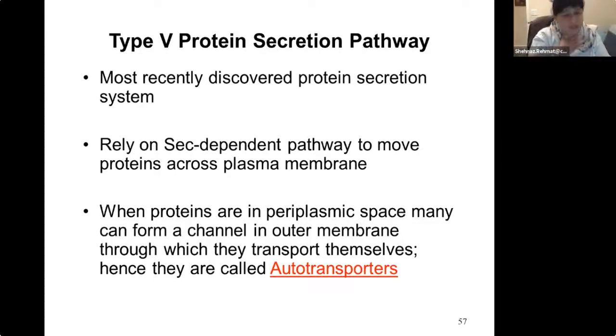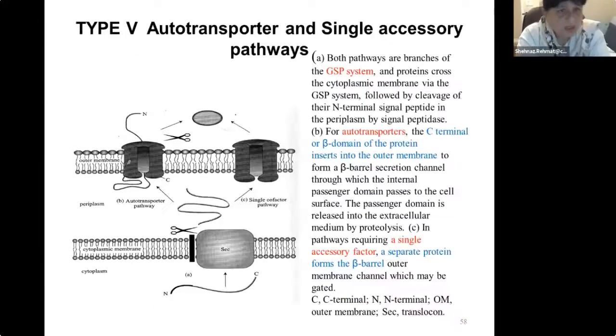Autotransporters are proteins that are moved from the cytoplasm into the periplasmic space through the SEC system. And then from the periplasmic space, it actually makes its own way out. So part of the protein becomes the channel, and part of the protein will be secreted out. And that's why the word autotransporter is given to such proteins. So here is the figure or the model for it. Your protein is coming through the SEC system. It is in the periplasm, and there are 2 ways that it will be transported out.